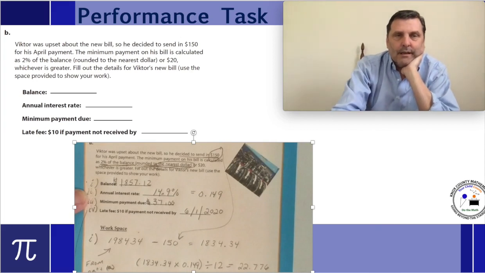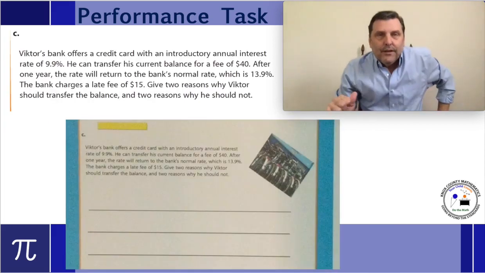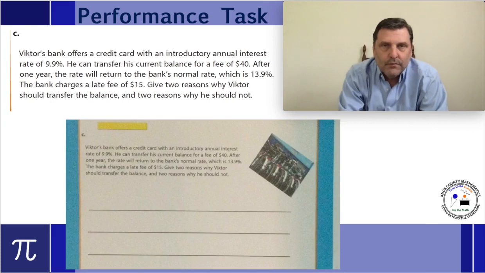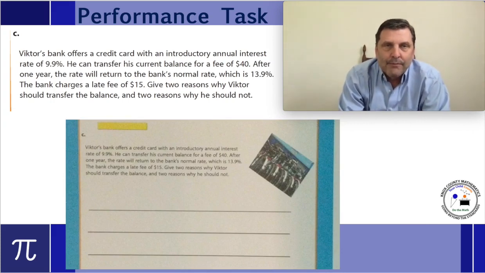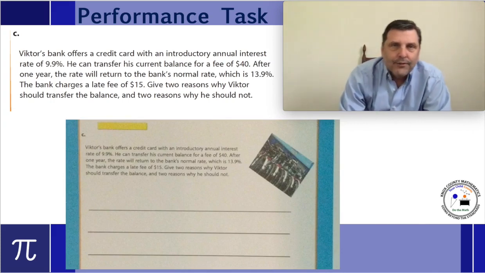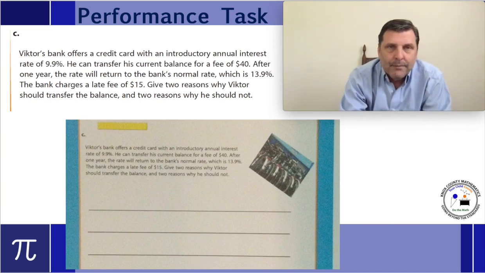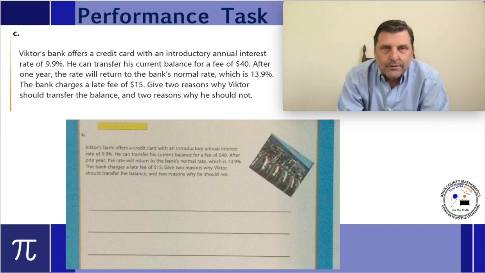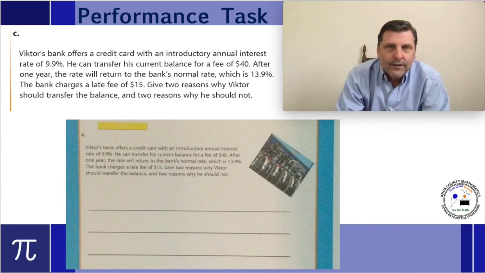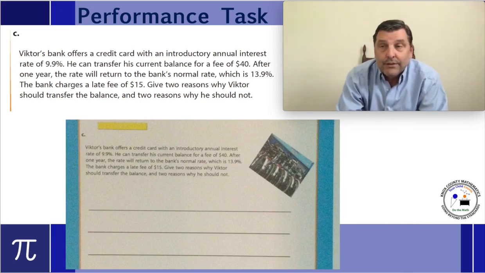Okay, let's see what Part C is. Part C is Victor's Bank offers a credit card with an introductory annual interest rate of 9.9%. He can transfer his current balance for a fee of $40. After 1 year, the rate will return to the bank's normal rate, which is 13.9%. The bank charges a late fee of $15. Provide 2 reasons why Victor should transfer the balance and 2 reasons why he should not.